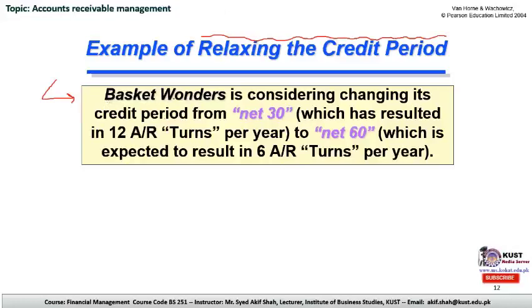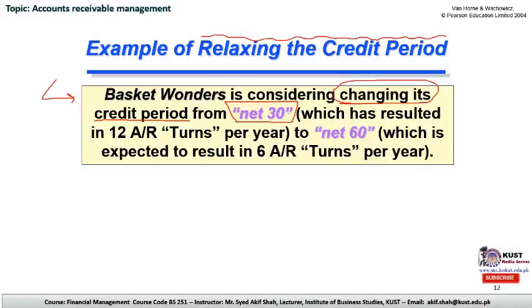Let's quickly read out the narration and understand the phenomena. Basket Wonder is considering changing its credit period. So here, once again, we are encountering an alteration in our credit and collection policies. They are changing their credit period from net 30. Previously, they were offering their products to prospective credit customers if they were willing to pay their obligations within 30 days.